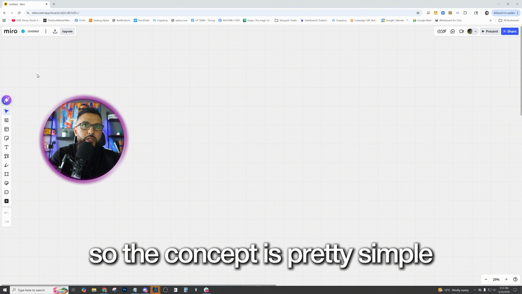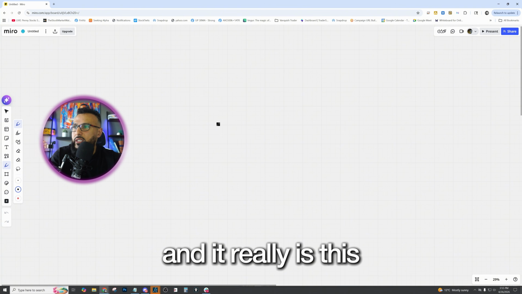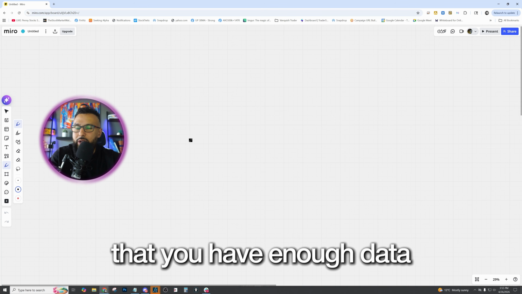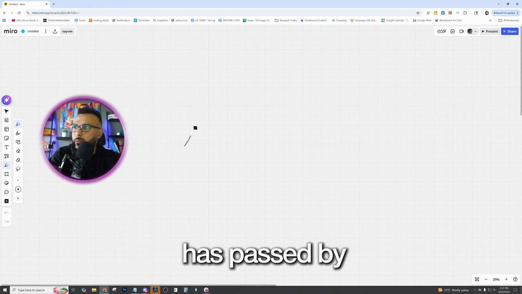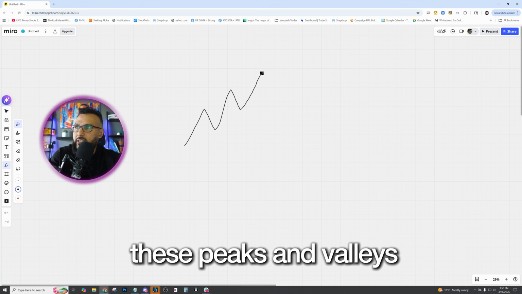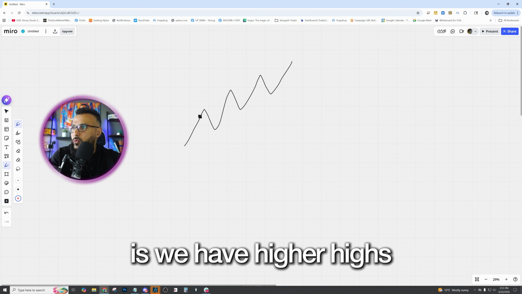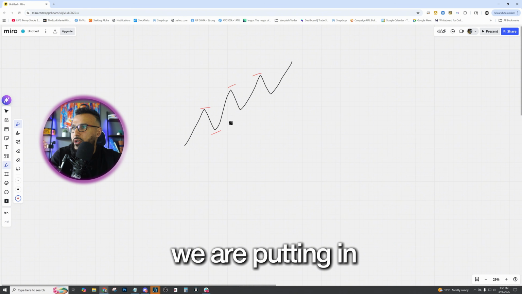So the concept is pretty simple. However, so many people still overcomplicate trading, man. And it really is this. You want to make sure that you have enough data or enough time has passed by for you to be able to identify your peaks and valleys. When you've identified these peaks and valleys, ask yourself, what are we doing here? The main thing you want to focus on is we have higher highs and we are putting in higher lows.